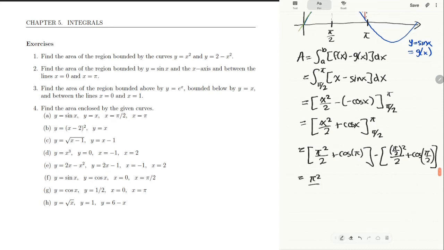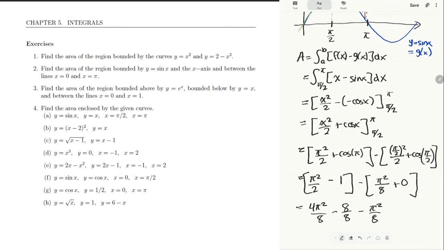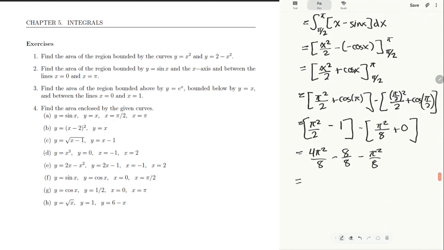So we get pi squared over 2 minus 1 minus pi squared over 8 plus 0. So here we can make a common denominator of 8. So that gives us 4 pi squared over 8 minus 8 over 8 minus pi squared over 8. And this will simplify to 3 pi squared minus 8 all over 8.